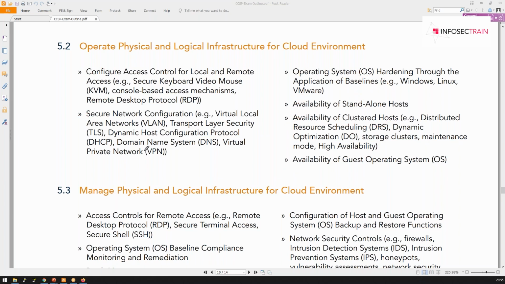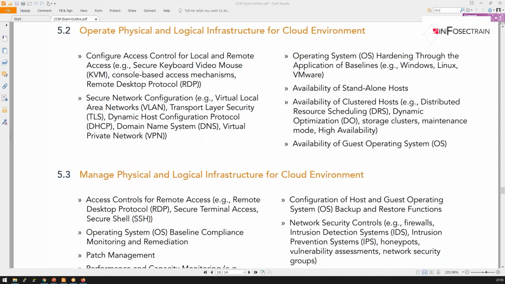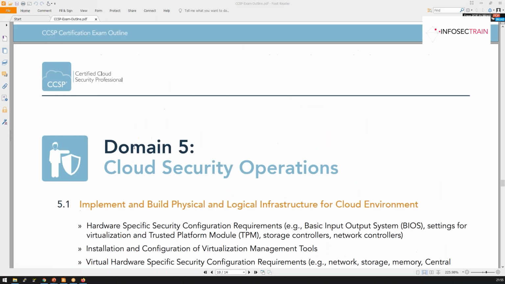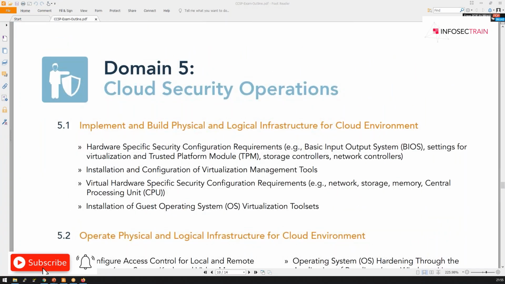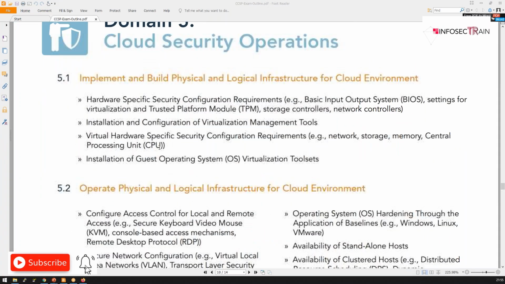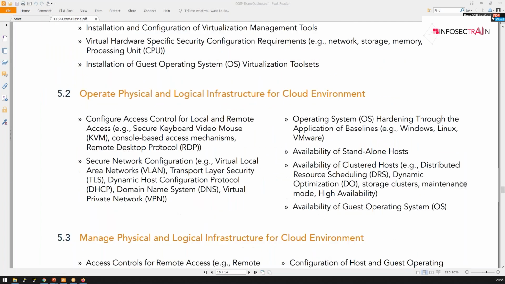Okay, that's it. And this is the largest domain in the CCSP exam. Don't forget, this covers almost 19%. Sorry, this is basically 17%. The largest domain is domain 2. This is covering 17% only.